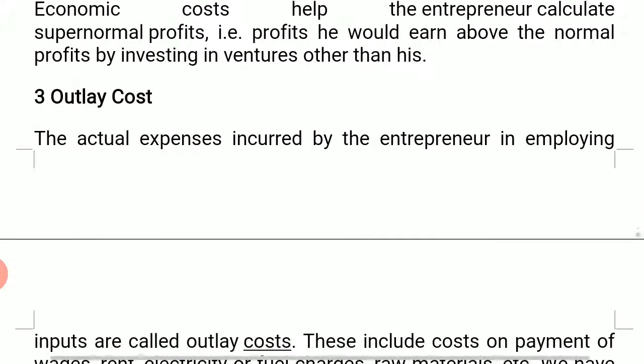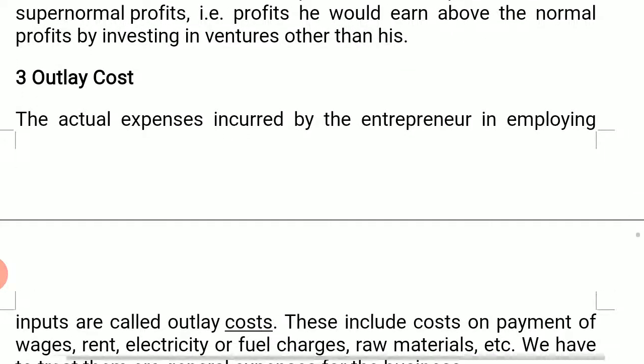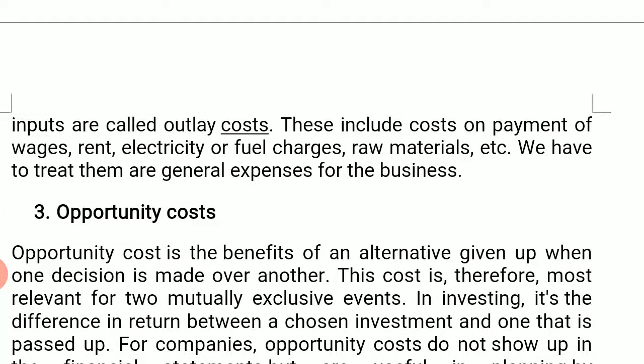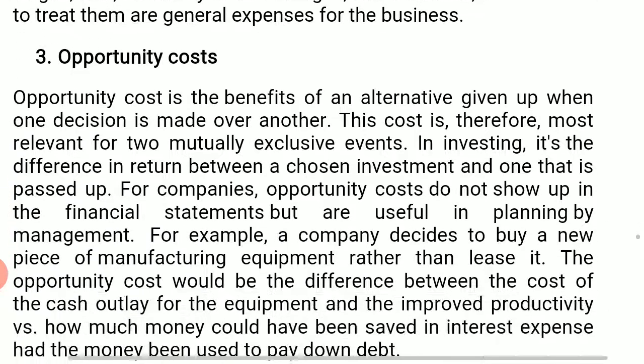Now, the other one is outlay cost. The outlay expenses incurred by the entrepreneur in employing inputs are called outlay costs. These include cost on payment of wage, rent, electricity or fuel charges, raw material, etc. Now, what is opportunity cost?